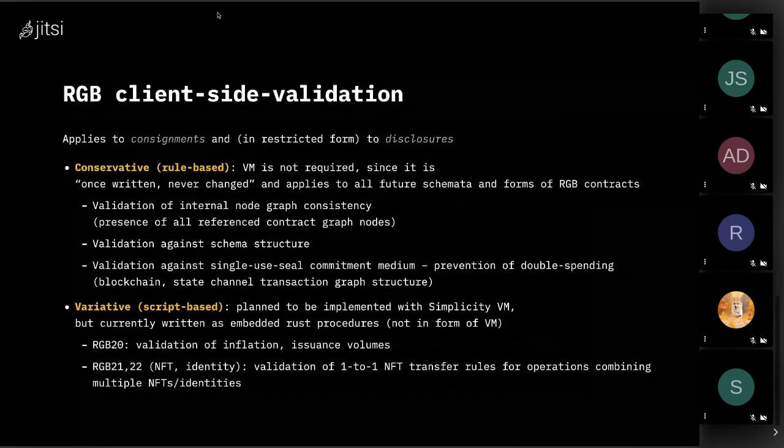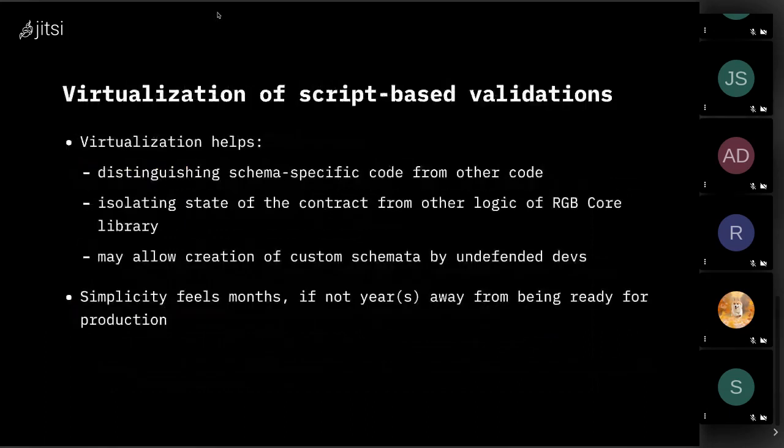So the question is how to proceed. Do the hard coding again or finally use some form of virtual machine? Why is virtualization actually desired as the end result? Because first of all, it distinguishes schema-specific code from other code, and it helps auditability of the code and the overall security model. It also helps isolating the state of the contract from other logic of the RGB core library.